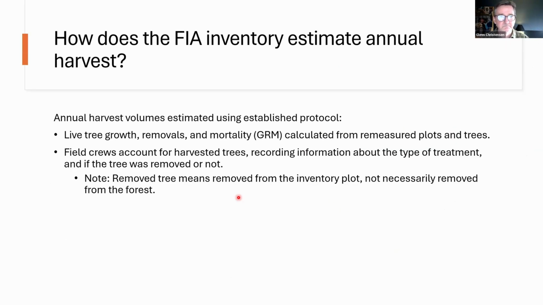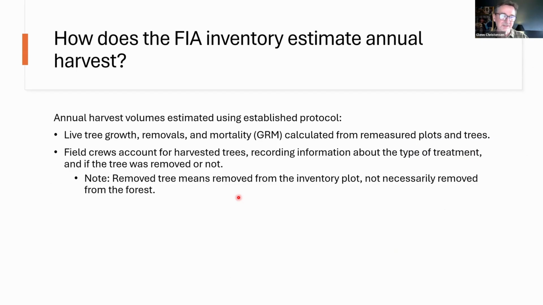So for the inventory side of things, just a quick recap, some of this has been talked about in previous presentations. The way we come up with removal estimates from the inventory side is we use the established methodology, looking at live tree growth, removals, and mortality, known as GRM. It's all calculated from the remeasured plots and trees on the plots.